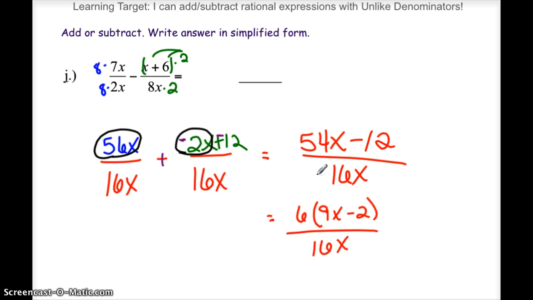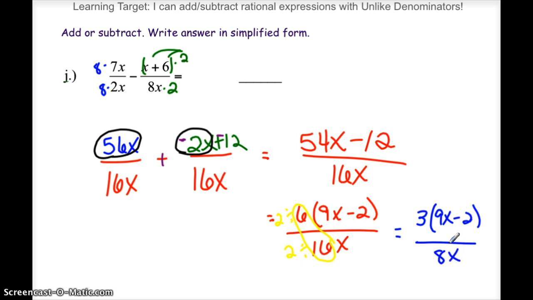And here's one where we can actually do something. We could do some reducing with the 6 and 16. We could divide them both by, what is it, a 2? Is that the biggest thing they share? Nothing too exciting, but at least it's a little something. So we'd have 3 times 9x minus 2. And then we'd have over 8x.